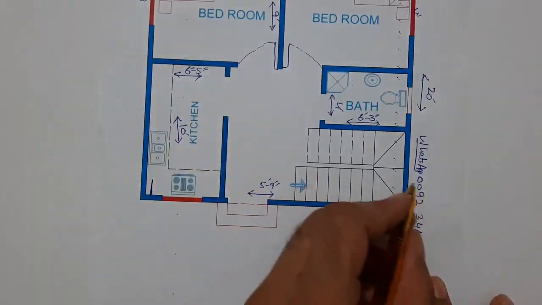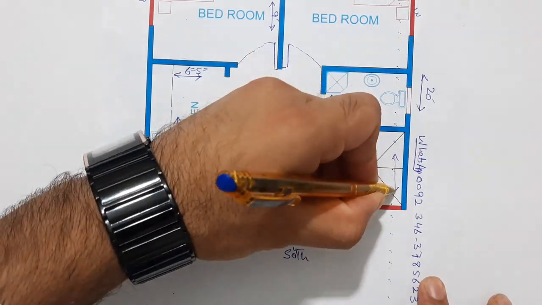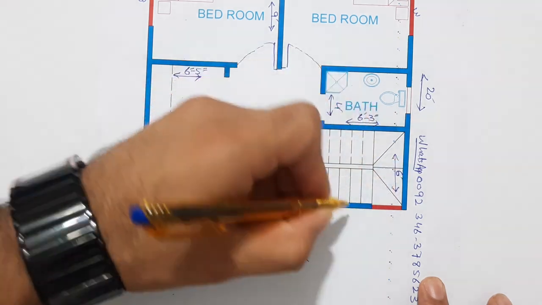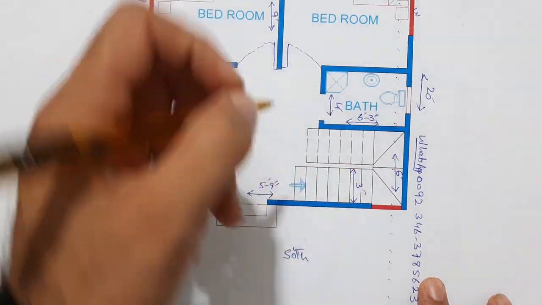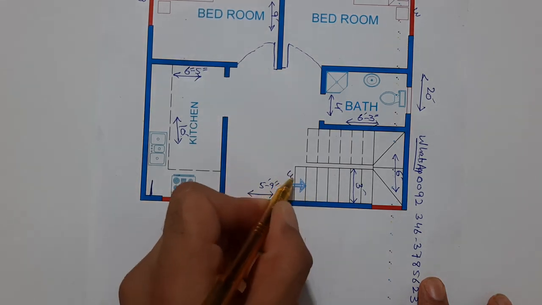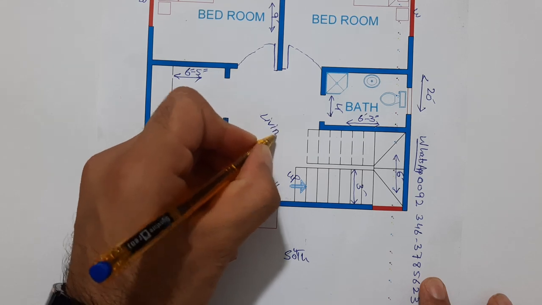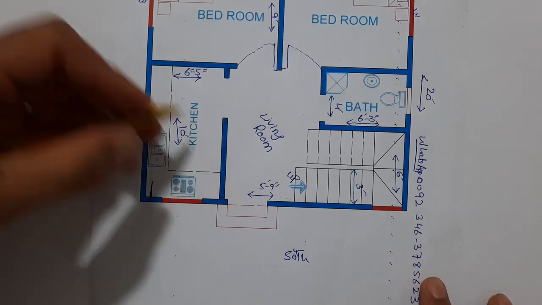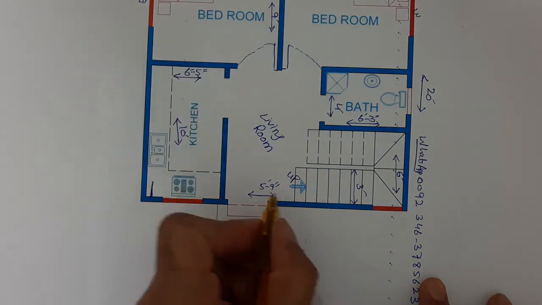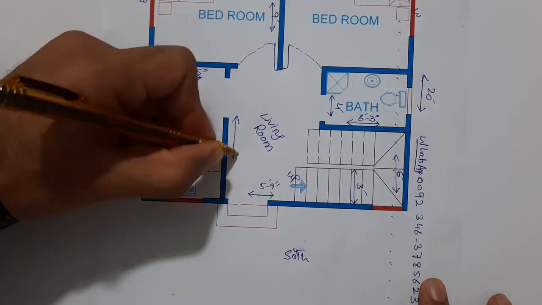The next one, you can see this is the stair place. The width of this stair is 6 feet. Each flight width is 3 feet. You can see this is up for this. So this is the living room. Here the length is 10 feet and width is 5 feet and 9 inches.